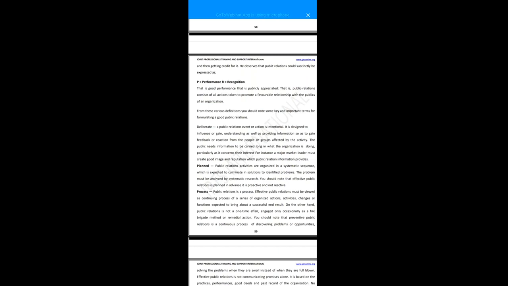A public relation event or action is intentional. Yes, it is also planned. It is a process. These three public relation areas explain that public relation is always a deliberate act. It is always intentional. It is designed to influence or gain understanding as well as provide information so as to gain feedback. Now, every politician uses this method.